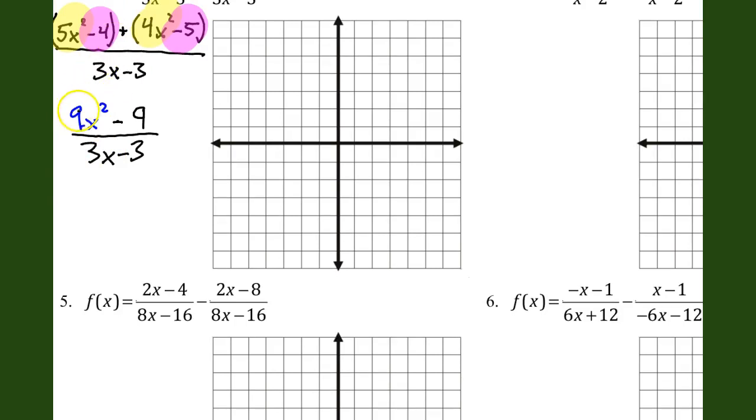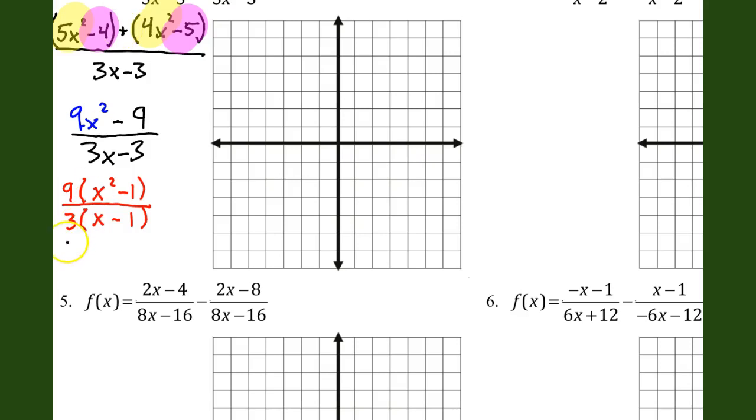So GCF on the top is 9. That leaves you with x squared minus 1, all over GCF on the bottom is 3, leaves you with x minus 1. Can I cancel the top and bottom out? Not yet. x squared minus 1 and x minus 1 are not the same. You can't say, oh, it's almost the same, let me just cancel out and leave an x. It does not work that way because you cannot cancel adding and subtracting. You have to make this factored and be multiplication only.